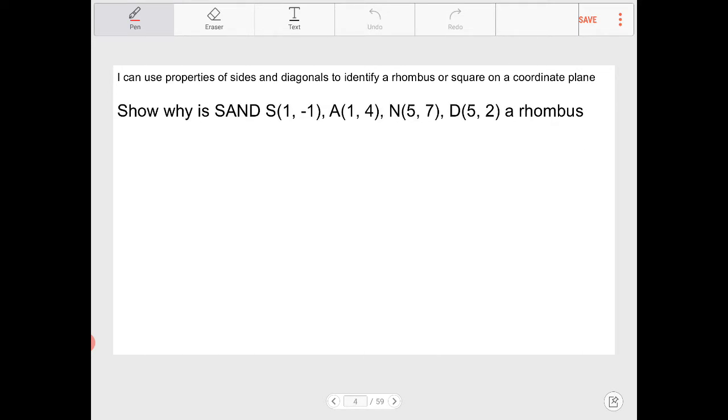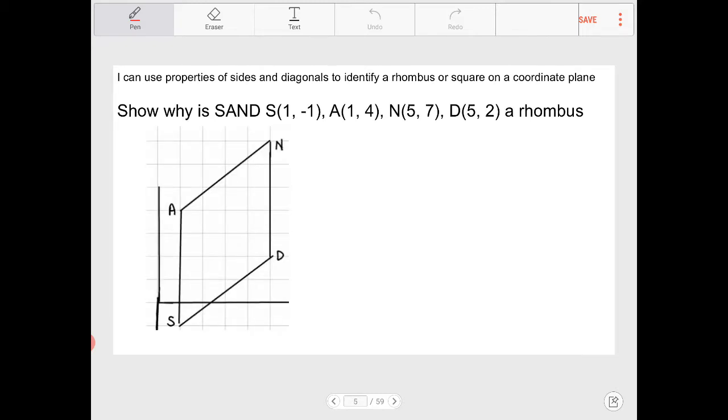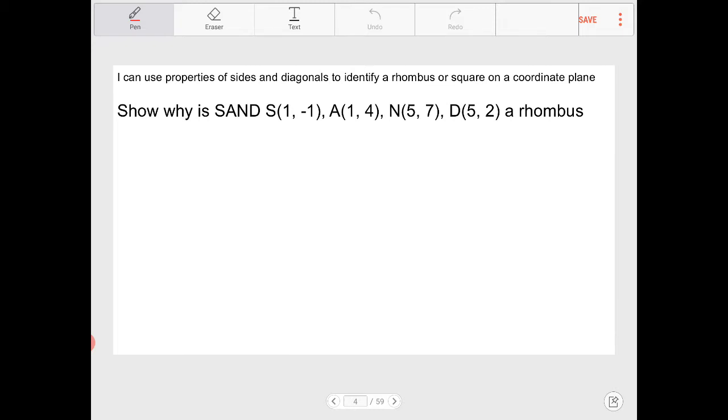All right, so let's take a look. We need to show why SAND is a rhombus, and the way in which we're going to do this, you should definitely have graph paper handy.